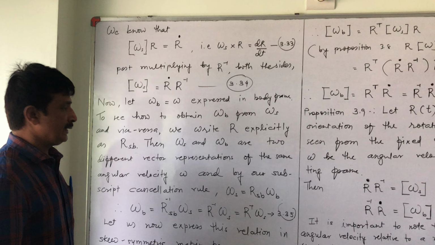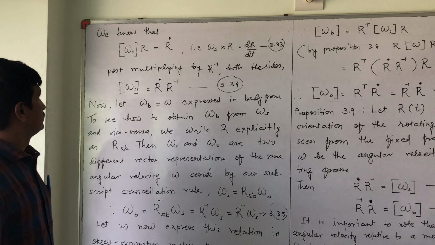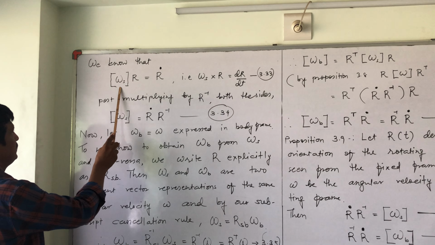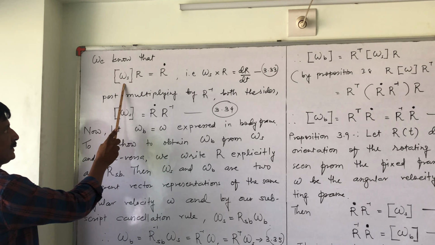Today we will discuss how to convert omega b to omega s and vice versa. We know that omega s, the angular velocity in the S frame, as a skew symmetric matrix times R equals R dot, that is dR by dt. It is actually omega s cross R, which is equal to dR by dt, the rate at which R is changing. This R stands for RSB, the rotation matrix that converts from the body frame to the S frame.